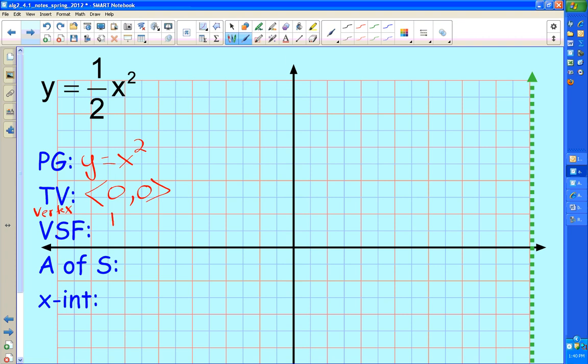1/2. The axis of symmetry has to have an equation of x equals 0. The x-intercepts are going to be important to us. They're not important that you know what they are at this stage. You'll be able to tell when we look at the graph. We're not translating, so we start at the origin.